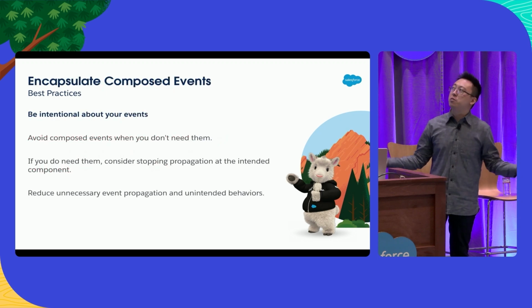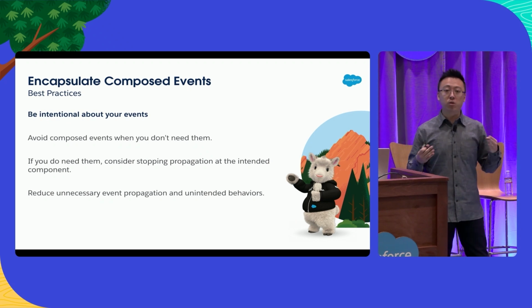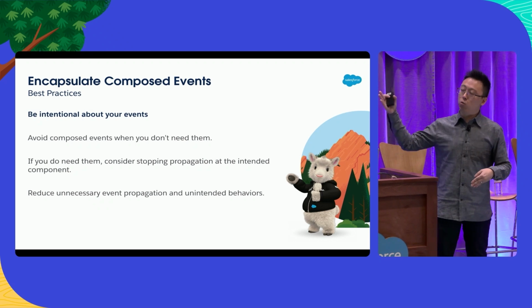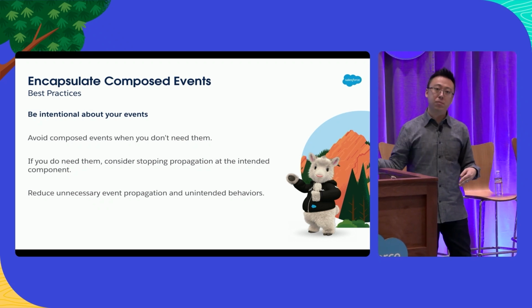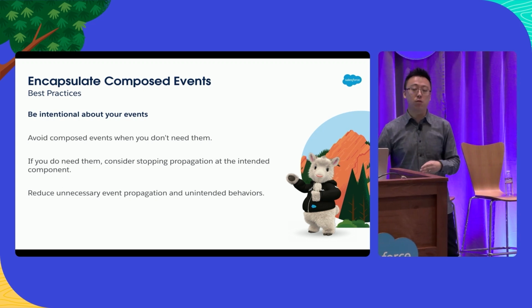Next thing, encapsulate composed events. The best practice here is just be intentional about your events, especially with native shadow DOM. An event with composed true will escape this shadow boundary. And the best practice here is be intentional about what you allow to escape your shadow boundary. Treat your events like part of your component API.